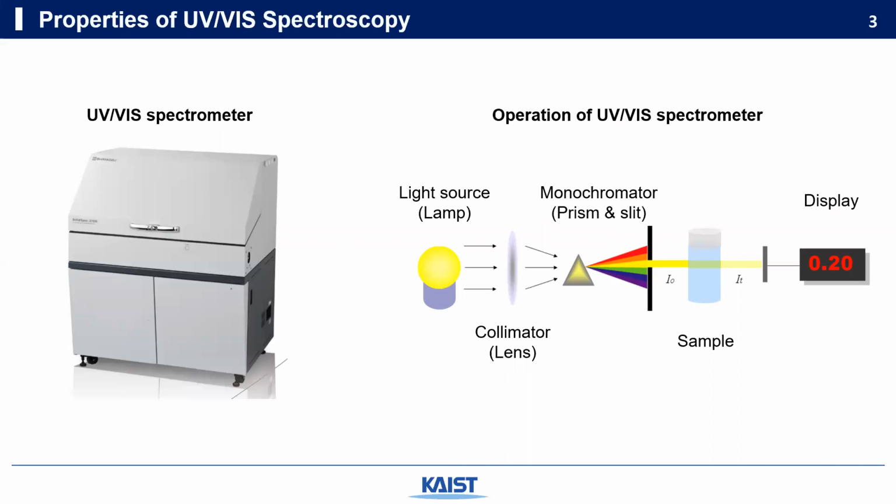As you can see, on the left is a picture of a UV vision spectrometer, and on the right is a schematic image that shows how the spectrometer works. Briefly speaking, UV vision spectroscopy uses light attenuation that occurs when light passes through and interacts with an analyte.